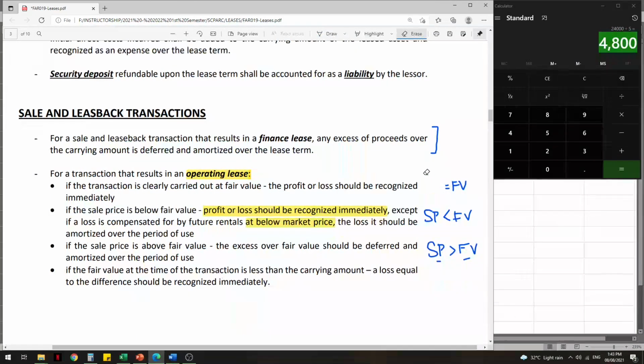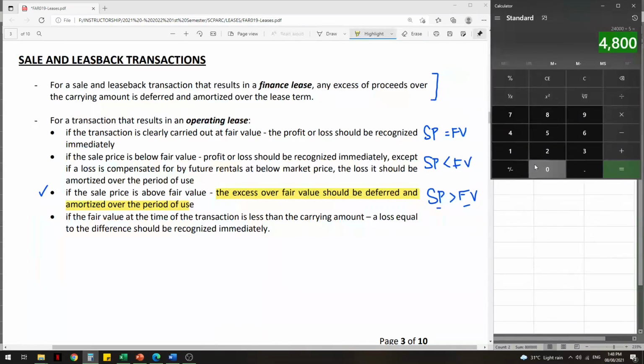Here we are. Our situation right now is selling price is greater than fair value, which is the third bullet. And when that is the case, sabi, the excess over fair value should be deferred and amortized over the period of use. What does that mean? To explain that, we should look at our problem first.